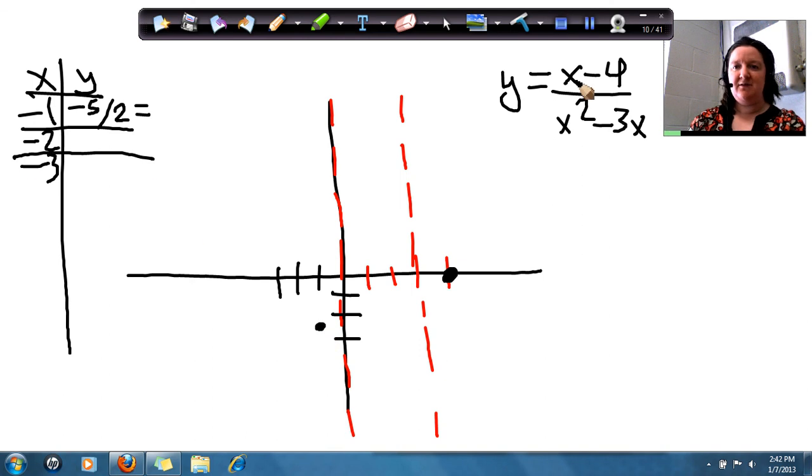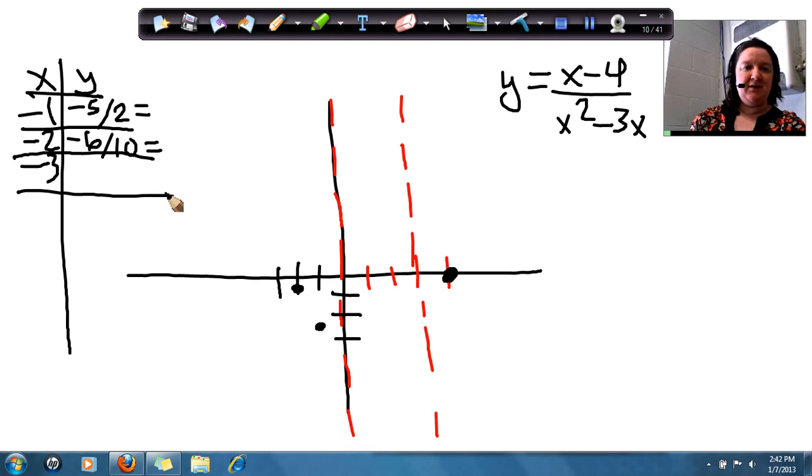If I take a -2, that's going to give me a -6 on the top. And a -2 squared is 4. 4 plus 6 is 10. So that's a -0.6. So somewhere up there.